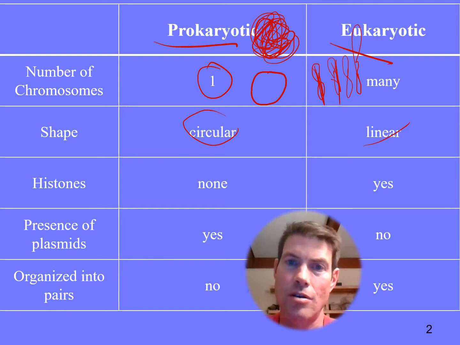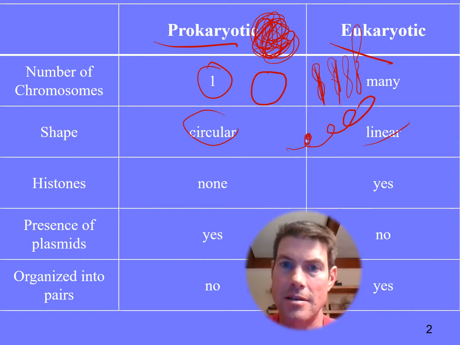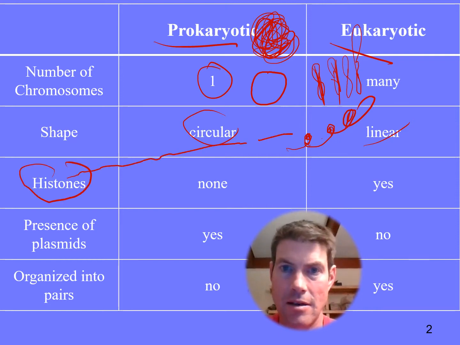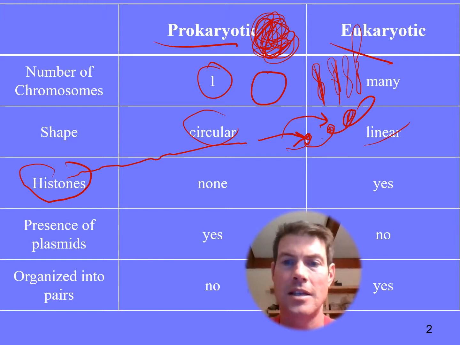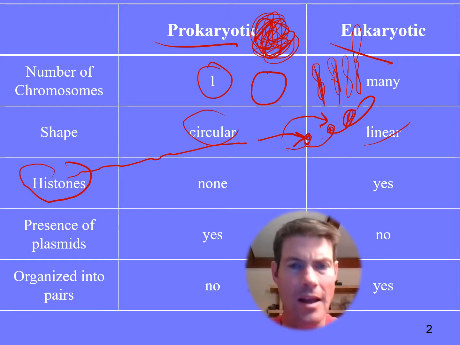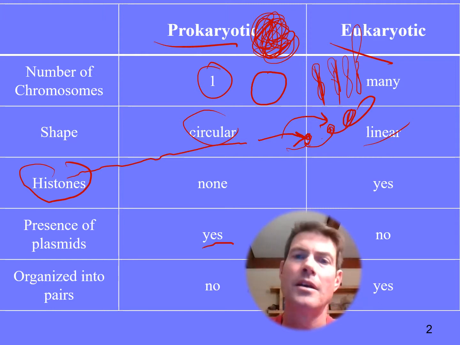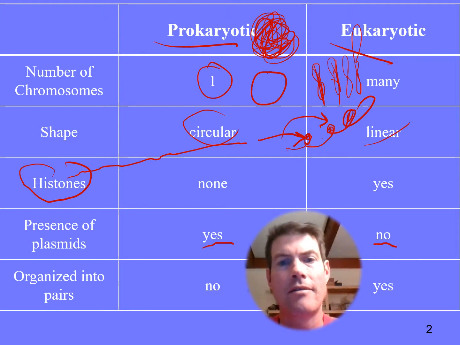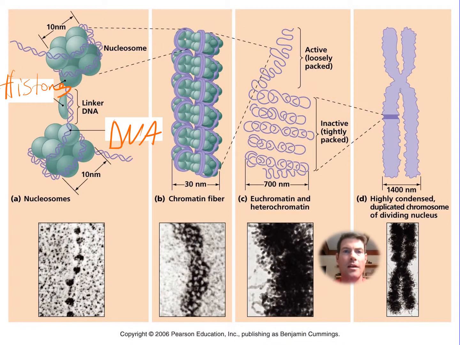Prokaryotes have no histones. Histones are proteins, so we'll see an image of that. This would be DNA, and it's looped around these proteins called histones. That's what these little bumps would be. They loop around to keep the DNA organized. Plasmids, like we just talked about, eukaryotes do not have. No organization of pairs. And here's what I was explaining earlier. It's very complex how the DNA gets wrapped around the proteins very tightly.